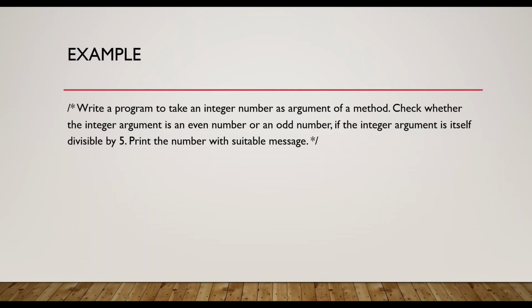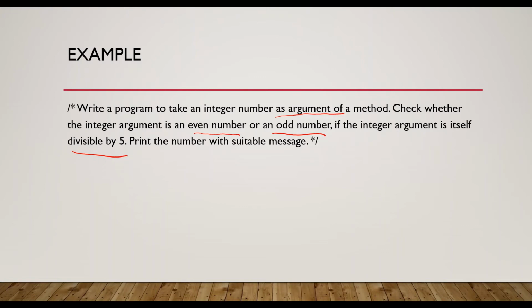Here is the example question: write a program to take an integer number as an argument of a method. Means we have a method argument here. Now check whether the integer argument is an even number or an odd number. If the integer argument is also divisible by 5, we have two conditions here. The first condition is whether it is even or odd, as well as whether it is divisible by 5 or not.